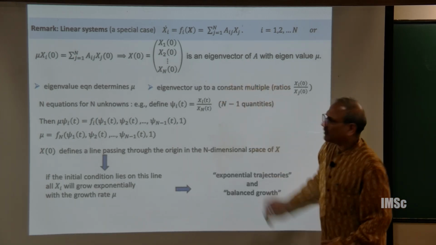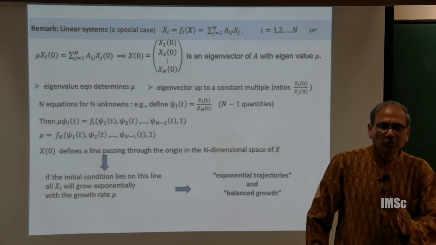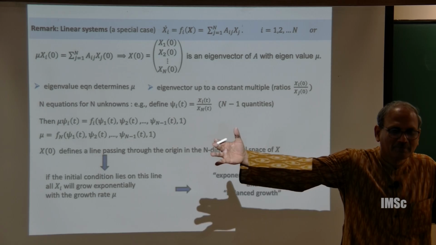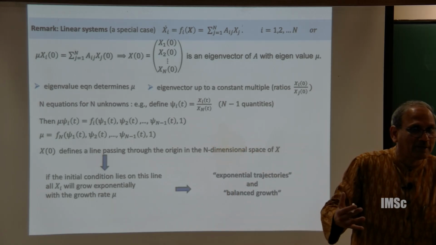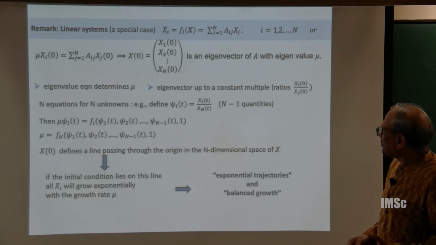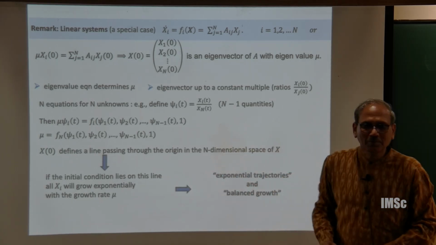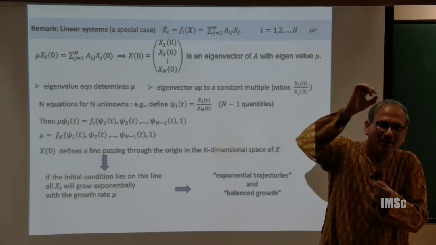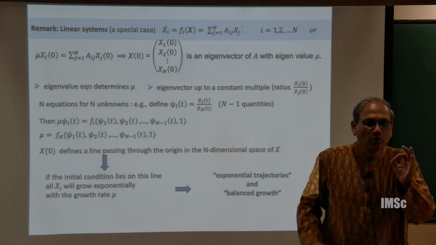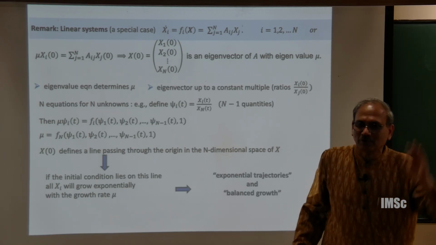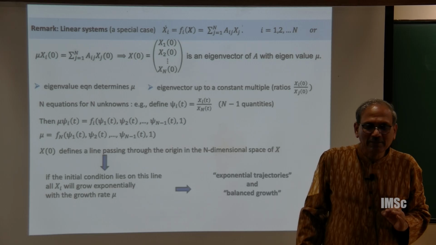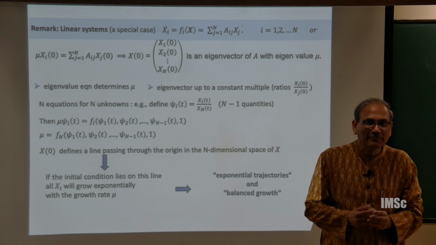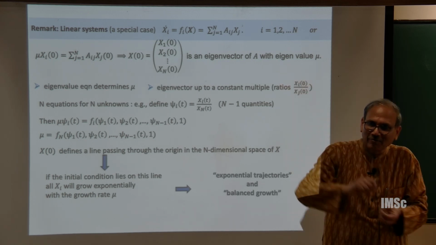just like for these eigenvectors, if you have an eigenvalue equation, you can determine the eigenvector only up to a multiplicative constant, right? The eigenvectors are only known up to a multiplicative constant. And so similarly, in this case also, our initial conditions, xi of 0, are only known to a multiplicative constant. What that means is that this eigenvalue equation actually defines a line in our phase space.